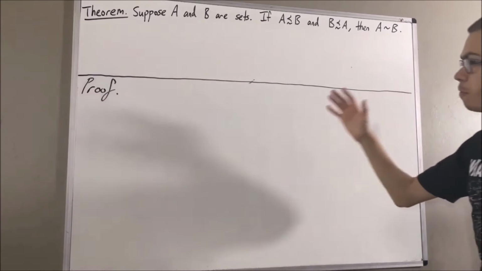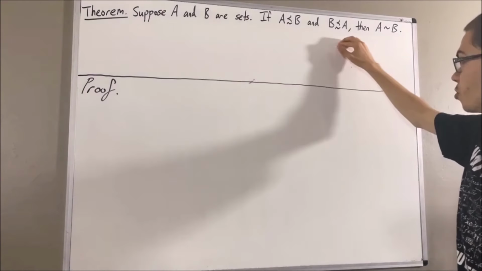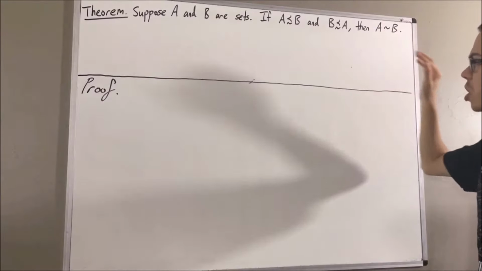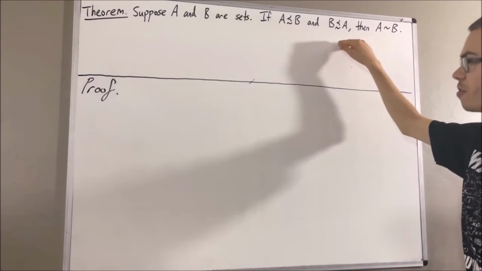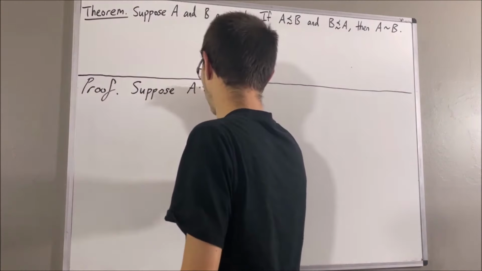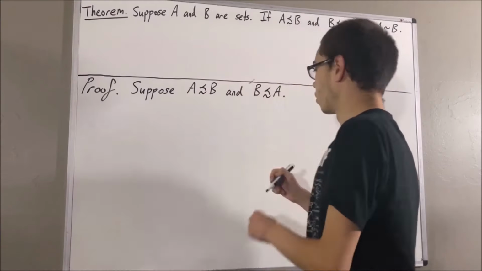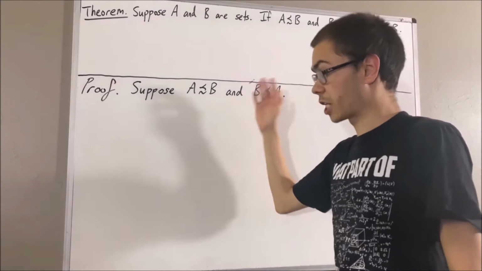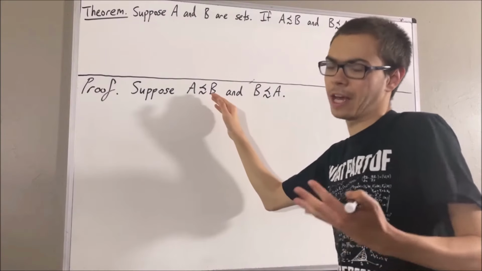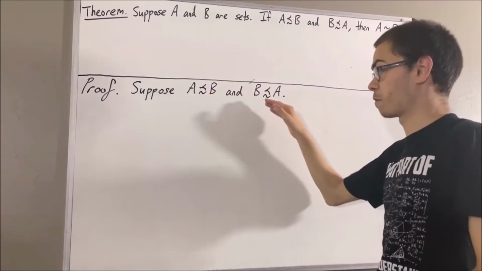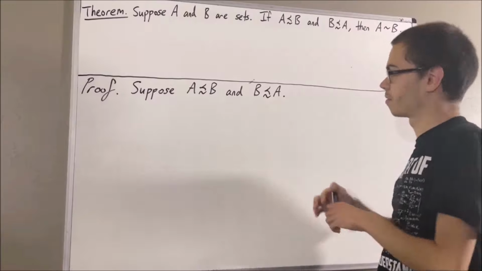Okay, now to start out the proof, we're trying to prove that if this is true, then this is true. So let's suppose that this is true. Well then, there is some injective function from A to B, call it F, and there is some injective function from B to A, I'll call it G.